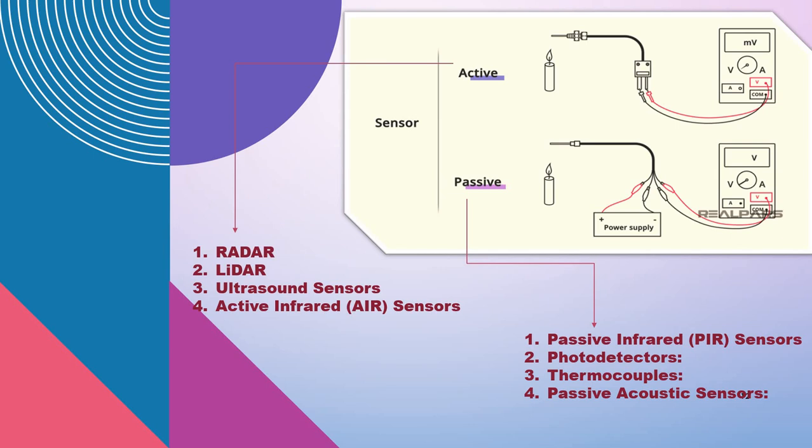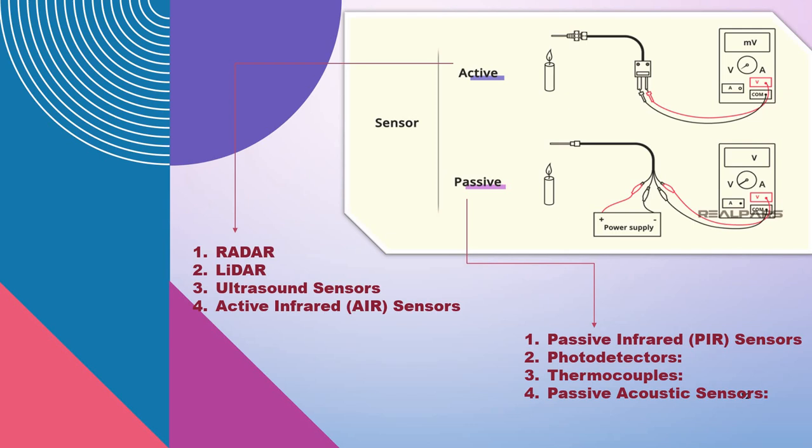Here the passive sensors are devices that detect and measure environmental conditions without requiring an external power source. They rely on naturally occurring energy sources such as sunlight or thermal radiation for operation. Some examples of passive sensors are passive infrared sensors, which detect infrared radiation emitted by objects to sense motion and presence.